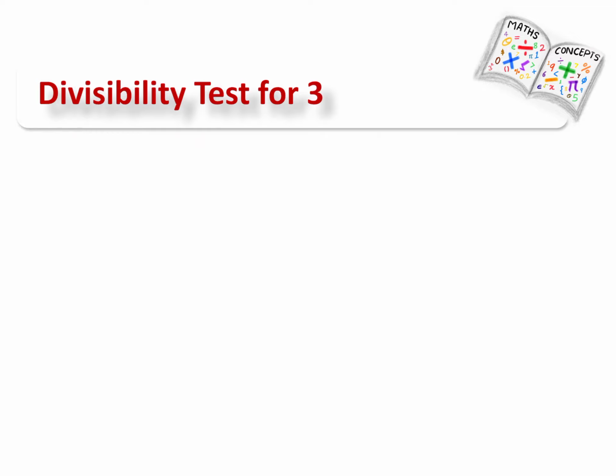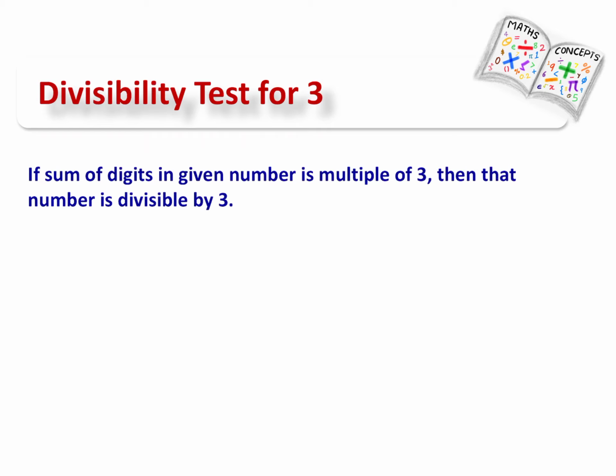Okay, now next divisibility test is for 3. If sum of digits in given number is multiple of 3, then that number is divisible by 3. Let's check it with example. It's pretty simple. We just have to add all the digits in the given number, and if the addition of those digits is multiple of 3, if it is in table of 3, then given number is divisible by 3.